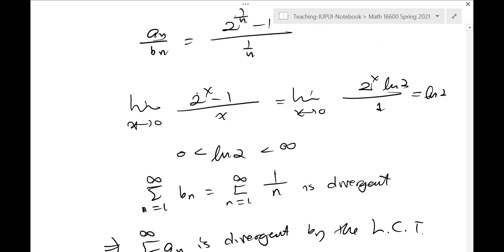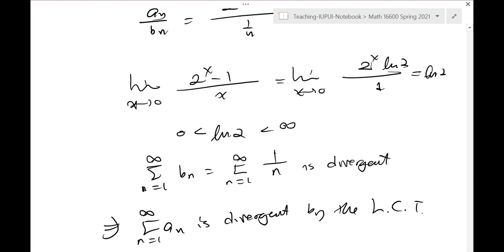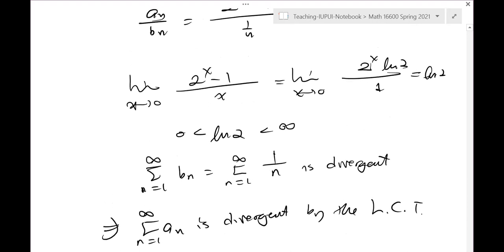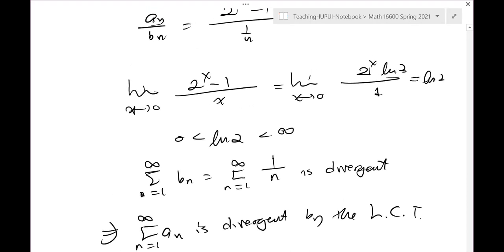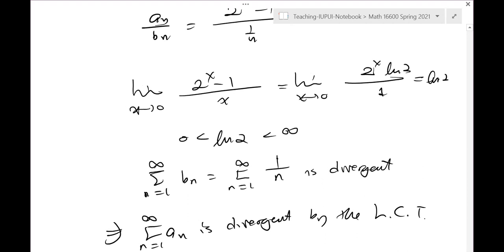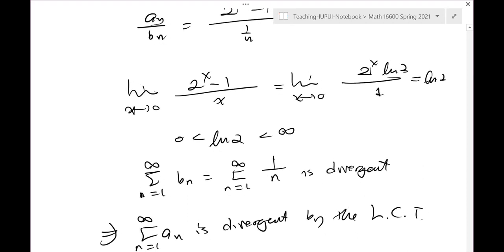Since this limit is natural log of 2, an is almost proportional to bn. Think about this, right? So that's why if sigma bn is convergent, then sigma an is convergent.